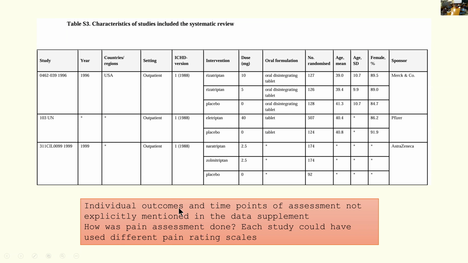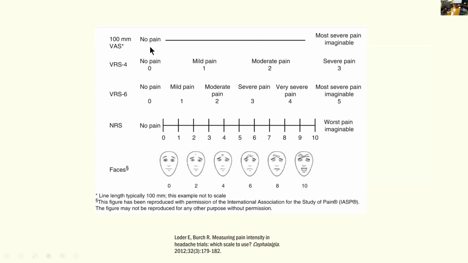So the next thing I had a doubt about was how do they actually assess pain? Pain is an outcome. There are so many ways to assess pain, either a visual analog scale or the numerical rating score. This could also probably affect your outcome. So they should at least mention in the characteristics of studies how they assess pain.